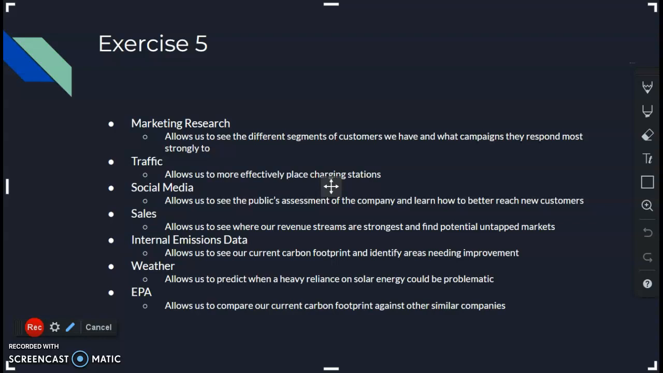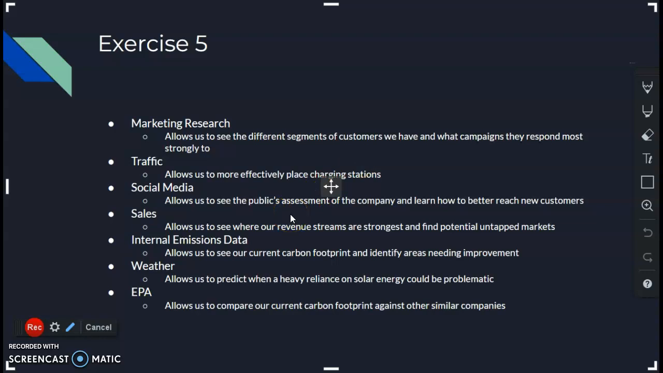Sales, this will allow us to see where our revenue streams are strongest and find potential untapped markets. So just constantly having the most updated sales numbers to see what areas have the highest sales, what consumer group is buying the most, who's maybe considering a Tesla but didn't decide to buy one, why they didn't, and how we can turn these leads, convert them into cash. That'll be really important, and that could also be a form of internal data.